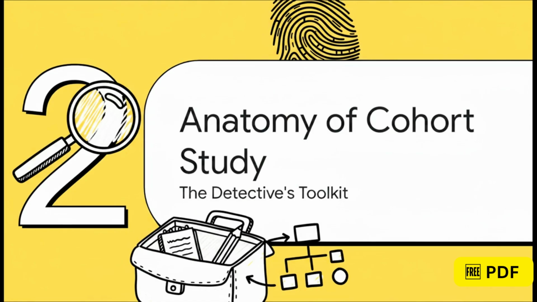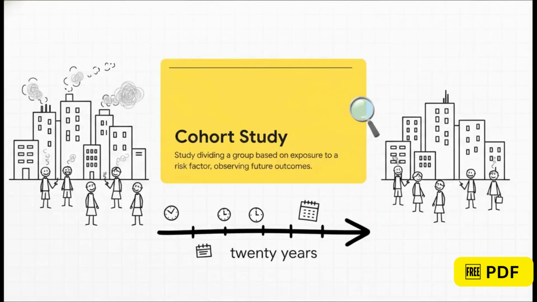Moving on to part two, anatomy of a cohort study. So the fundamental question a cohort study asks is pretty straightforward. Do people exposed to a certain risk factor develop a specific outcome more often than people who weren't exposed? Think of it like this. Imagine two identical twin cities. In City A, most of the adults smoke cigarettes. In City B, almost nobody smokes. If we just sit back and observe them for, say, 20 years without interfering or experimenting, just watching, waiting, and comparing, that is the absolute essence of a cohort study.